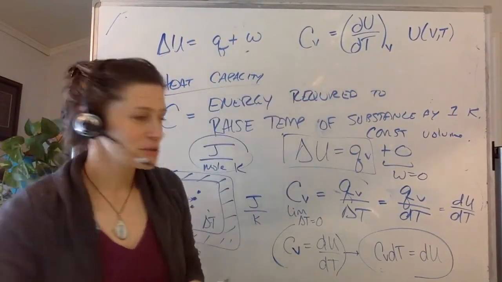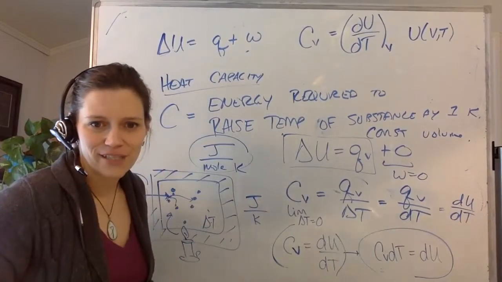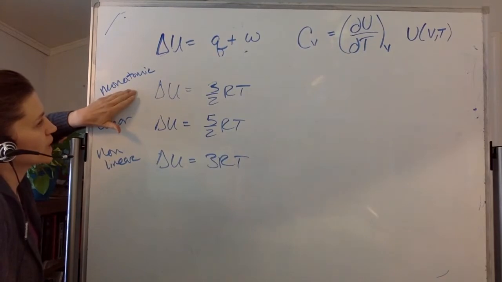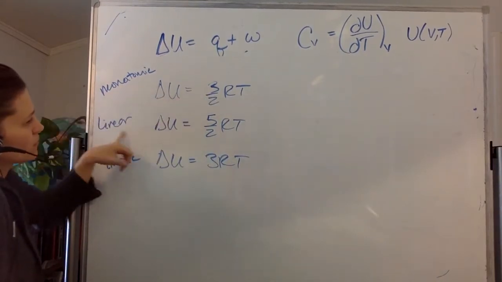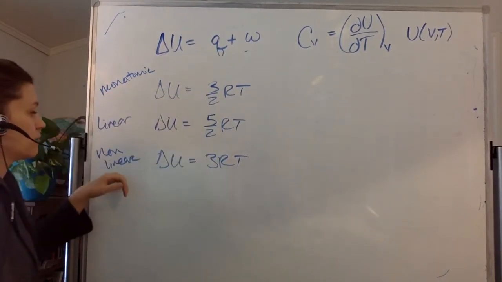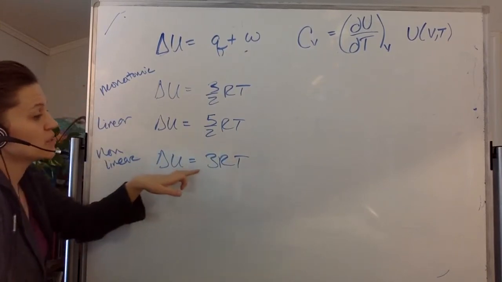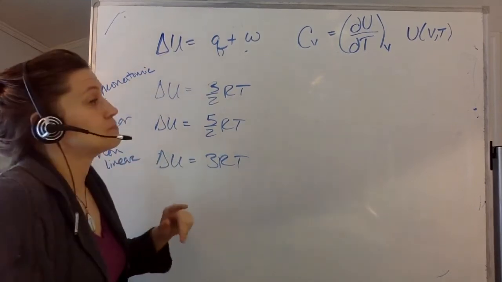You want to see something else that's really cool? I'm going to pause and erase. Okay, back again. U for a monatomic ideal gas is 3/2 RT. For a linear gas it's 5/2 RT, and for nonlinear molecules in the gaseous phase it's 3RT, assuming equal partition.